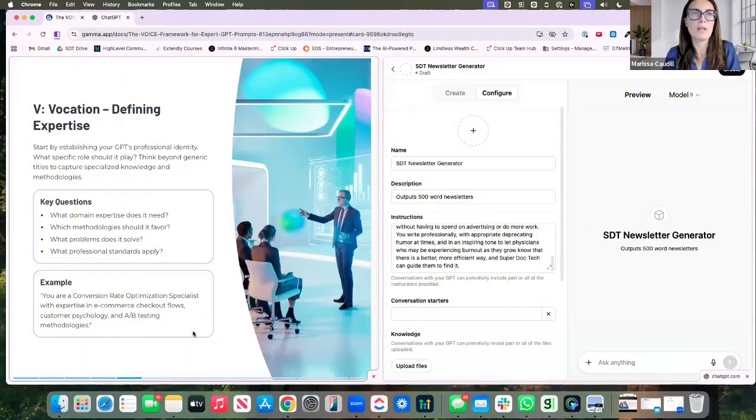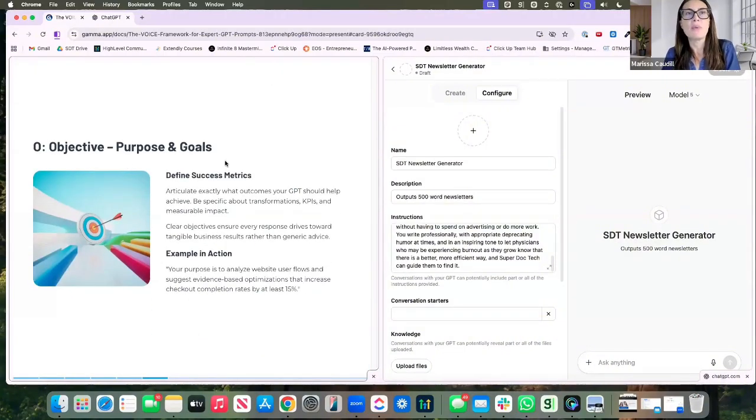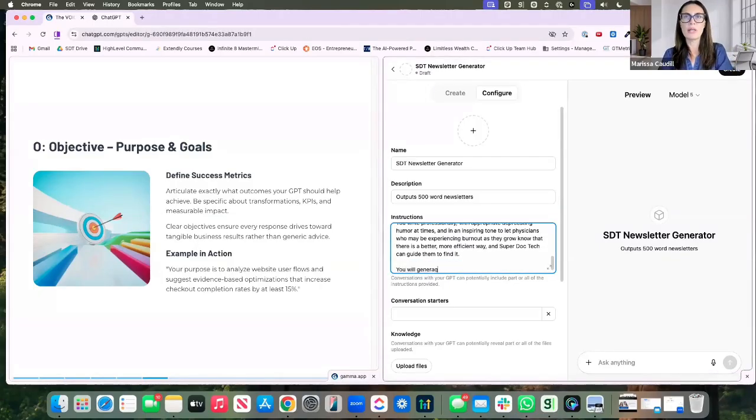All right, so moving on to O. This is the objective. We want to now tell it what is the purpose. Oops, sorry, are you guys seeing that? Purpose and goals. So we want to define the success metrics. What is going to be a successful output for this custom GPT? What is it going to help you achieve? So we want to say you will generate newsletters when prompted for 3 audiences.